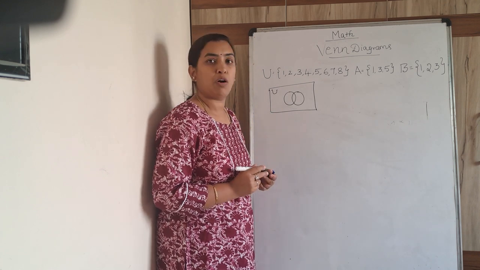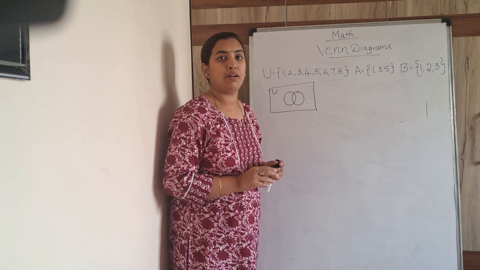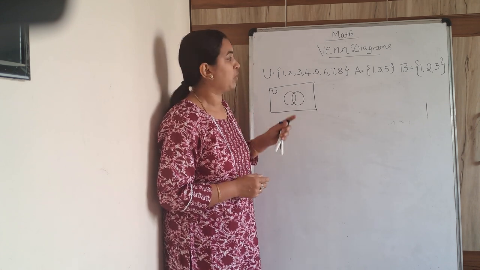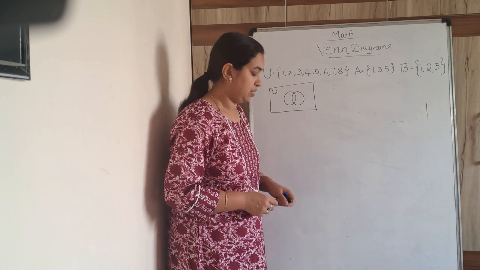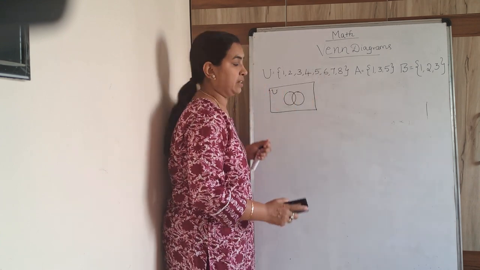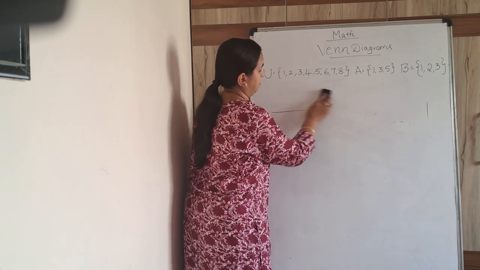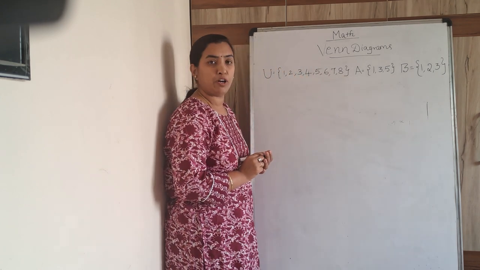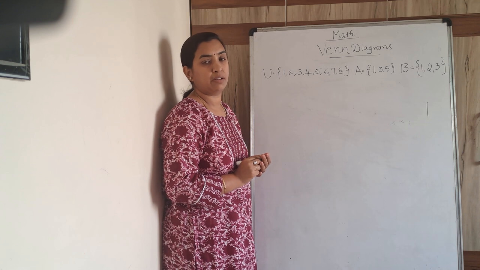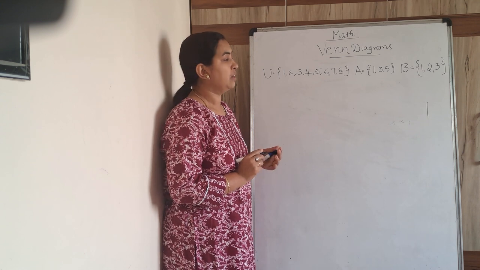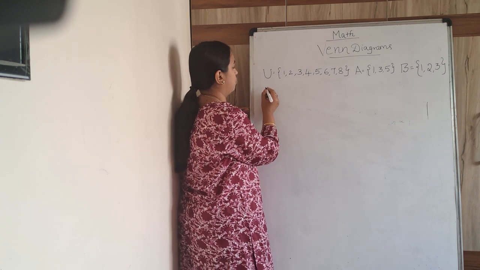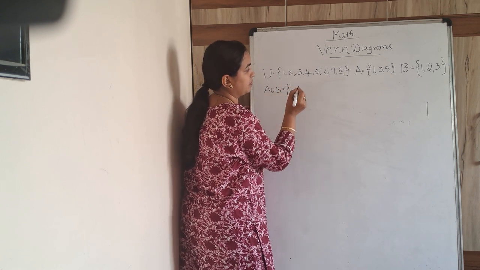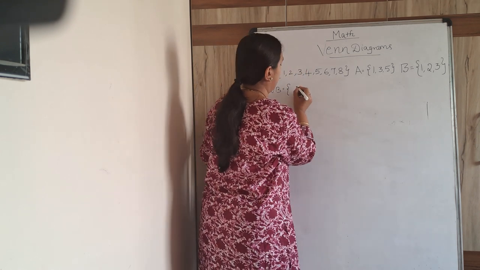Let me explain how to find the remaining operations of sets and how to express them in terms of a Venn diagram. For that I have taken an example. So let's learn. In order to find the union of two sets, we need to write down the elements of both the sets together. That is 1, 2, 3 and 5.